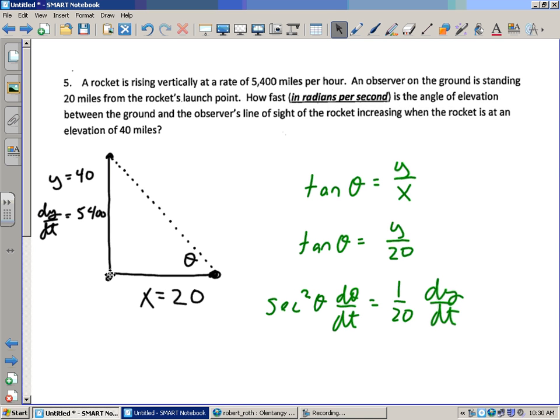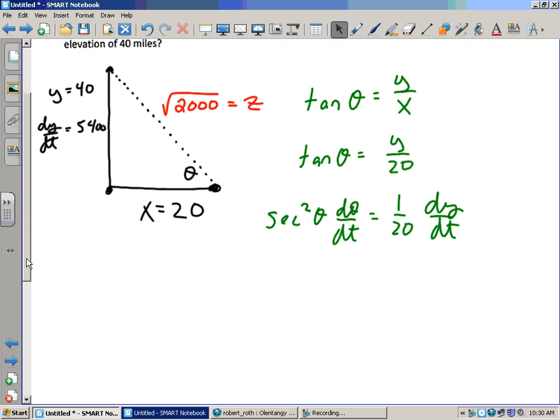Okay, next thing we're asked to find, we need to find out what the secant squared of theta is. Well, here's theta. We know secant theta is going to represent the hypotenuse divided by the adjacent side from angle theta. At the moment, we're not given that length of the hypotenuse, but using the Pythagorean theorem, we have 20 squared plus 40 squared equals 2,000. So the square root of 2,000 would represent this third side, the hypotenuse, we'll call it z. So secant is going to be the hypotenuse divided by the adjacent, so square root of 2,000 divided by 20. And it was squared.